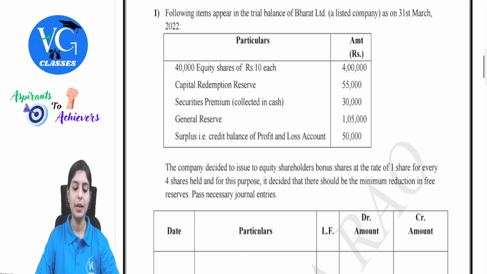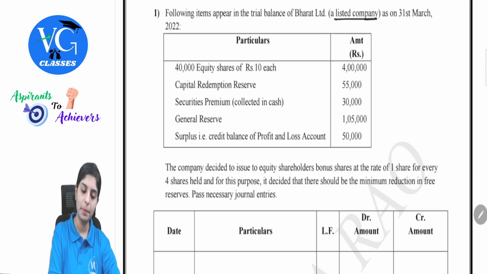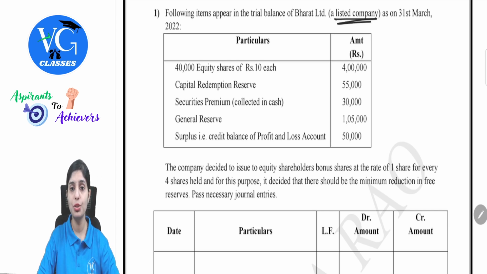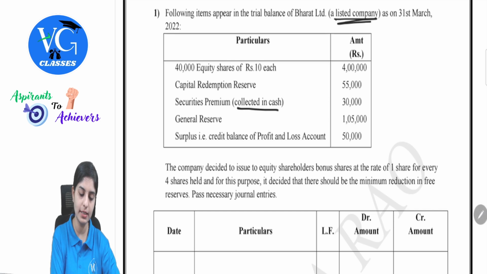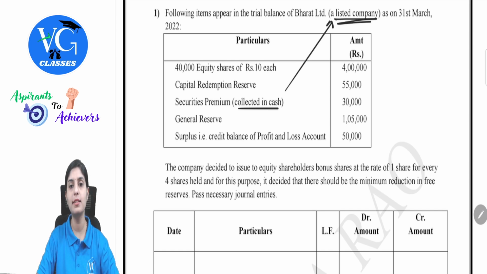The following items appear in the trial balance of Bharat Limited. It is a listed company. These points become very crucial for our judgments, based on the concepts we have discussed, as on 31st March 2022. There are 40,000 equity shares of 10 each, capital redemption reserve, and securities premium. This is collected in cash. Remember, it is a listed company, so I can utilize the balance in securities premium only if it is collected in cash. That is clearly specified.